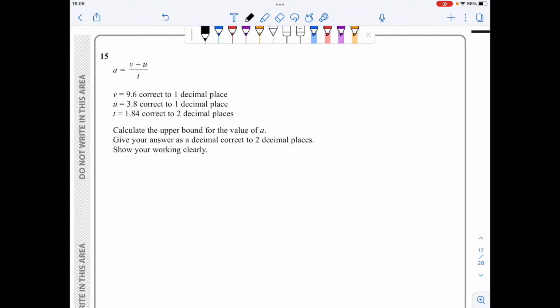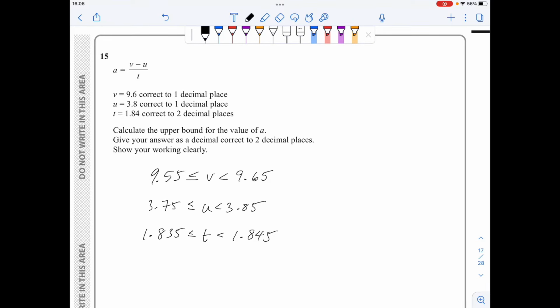For question 15, note that V is equal to 9.6 to 1 decimal place. So V is between 9.55 and 9.65. U is equal to 3.8 to 1 decimal place. So U is between 3.75 and 3.85. And finally, T is between 1.835 and 1.845.